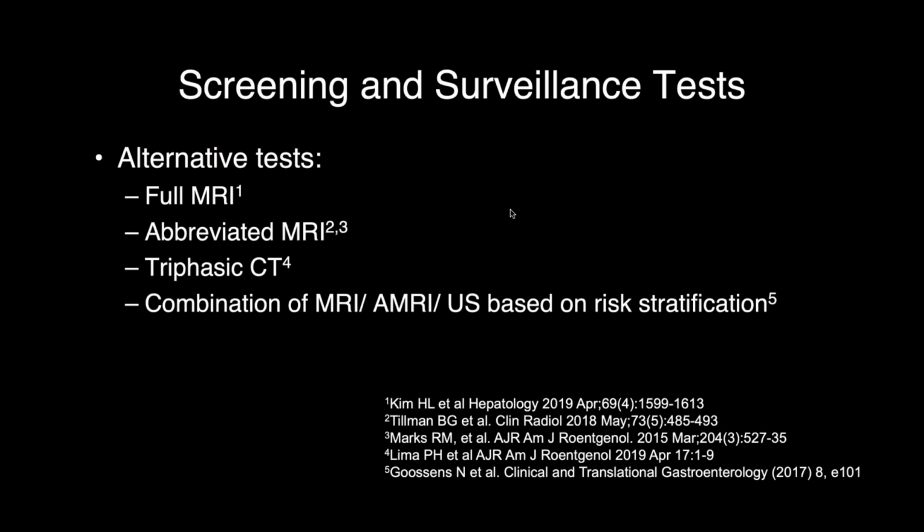I want to acknowledge that there are other screening and surveillance tests that are currently being investigated, including full MRIs, abbreviated MRIs, triphasic CTs, or some sort of combination of the above, as well as ultrasound based on risk stratification. But these are all investigative at this point. None of these others have actually shown improvement in survival yet, but I think that ultimately we will probably come to some sort of steady state with ultrasound and perhaps some other type of surveillance test as well, but that's in the future.